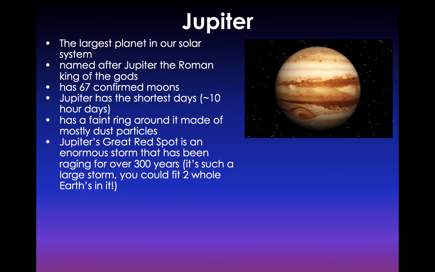Jupiter's Great Red Spot is an enormous storm that has been raging for over 300 years. And it's such a large storm, you could fit 2 whole Earths in it. They think it's actually shrinking, this storm, but they've been saying that for years, so we don't really know if it actually is. But this part right here is the storm, and it's huge. So anytime you see Jupiter with this iconic spot on it, know that is actually a storm.